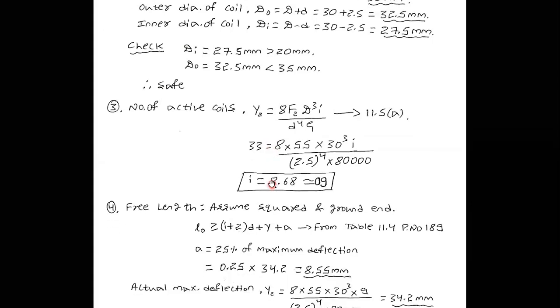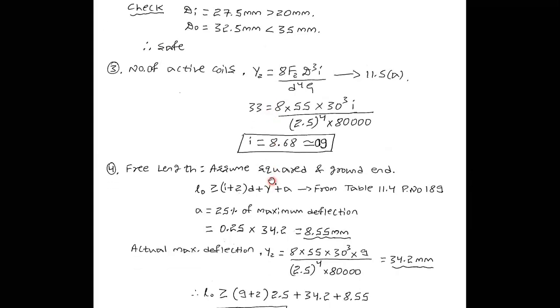After that, the next step is to find the free length. If you see the given statement, they have not mentioned the end condition. If the end condition is not given, you need to assume it. In this case, I'm going to assume it as square and ground ended. Total 4 end conditions are there: plain, plain and ground, square, and square and ground. These are the four conditions, and you can assume any one. In this case, I'm going to assume square and ground ended.